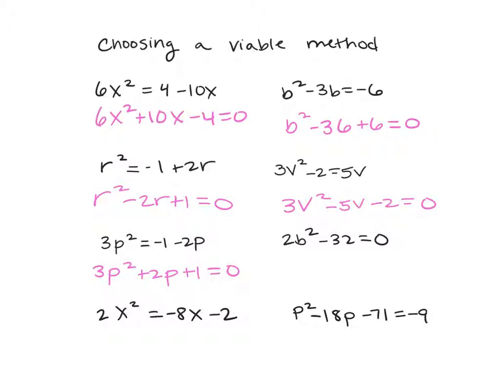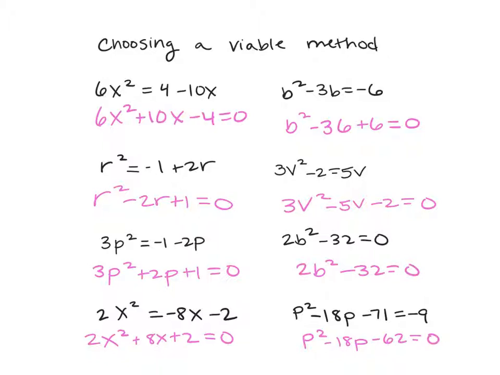And then we have 2b squared minus 32 equals 0. 2x squared plus 8x plus 2 equals 0. And p squared minus 18p. And if we add 9 to both sides, we get minus 62 equals 0.